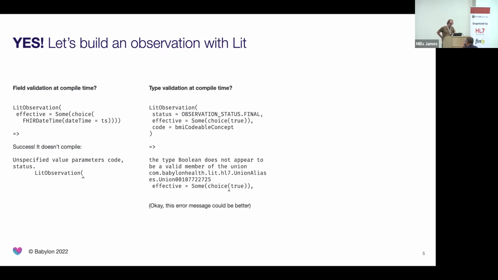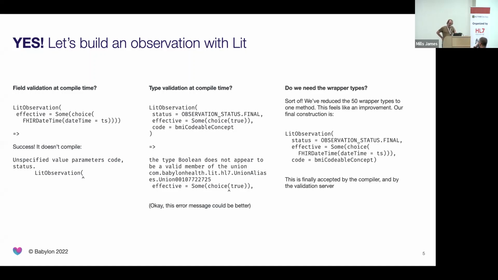If I try and pass in an invalid choice type, so we'll set the status, we'll set the code, and we'll try and set the choice to be true, then we get a fairly unhelpful error message, sadly. But at least it does give us an error, and it doesn't compile, and we haven't made that mistake. And as far as the wrapper type goes, it's slightly less ceremony. So we have this choice method that we're calling here, and that will work for any of the valid types. So there's a little bit less ceremony.